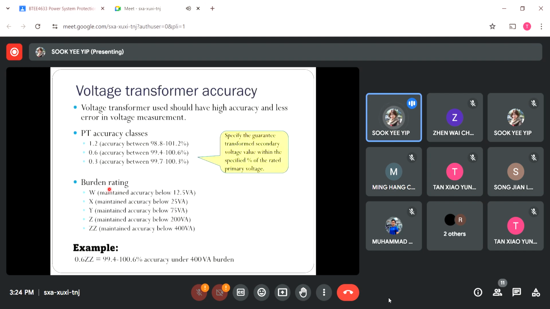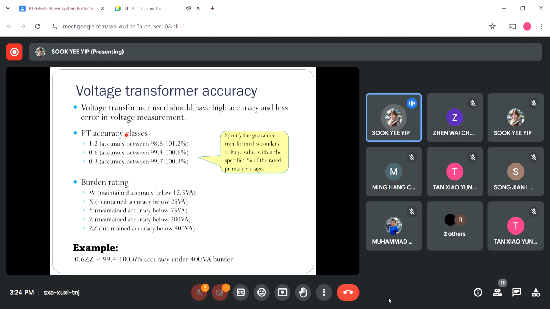Okay, so let's move on to the next slide. A voltage transformer used in the electrical power system should have high accuracy in terms of voltage measurement, so that it gives us fewer errors. Now we need to learn how to choose the right voltage transformer based on the accuracy class for different applications, like for metering or for protection purposes.